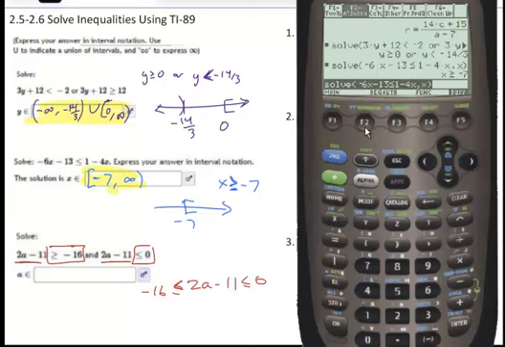So when I type this, I could either type each one separately and use the and to separate them, or I can rewrite it in this form, and I'm going to use the less than or equal to. This time I'm going to go ahead and type it as two separate ones. So less than or equal to, and I get 2a. Calculator understands that implied multiplication there, minus 11. And I'll do the same thing, less than or equal to 0. And I'm going to solve for A. So comma A tells the calculator what to solve for.